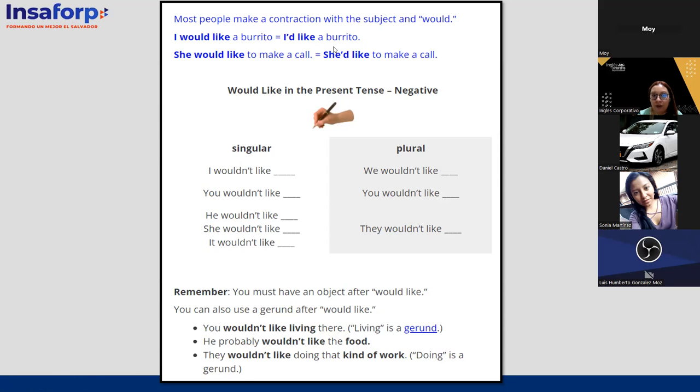I'd like a reading. She would like to make a call. She'd like to make a call. She would or she'd, las dos están correctas, ¿ok? Se sobreentiende que si usted escucha una D en el sujeto, es el would que se está abreviando, ¿ok? Vamos a ver la versión negativa.